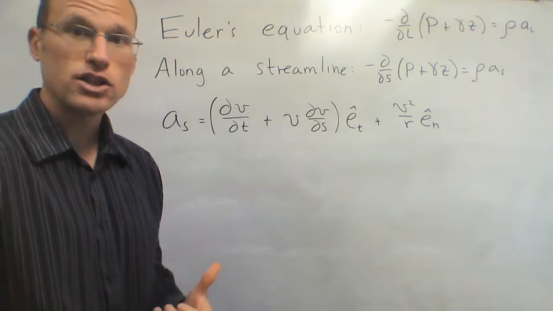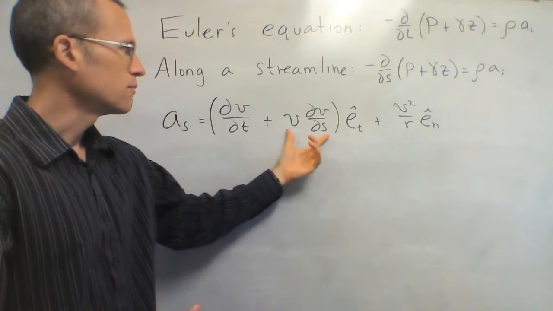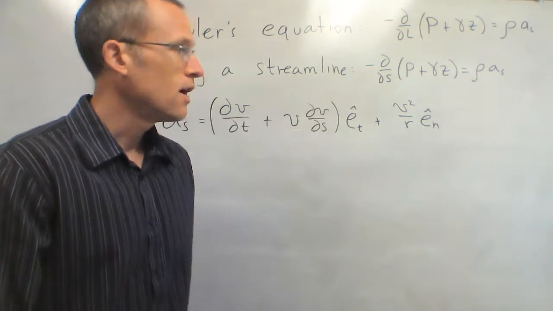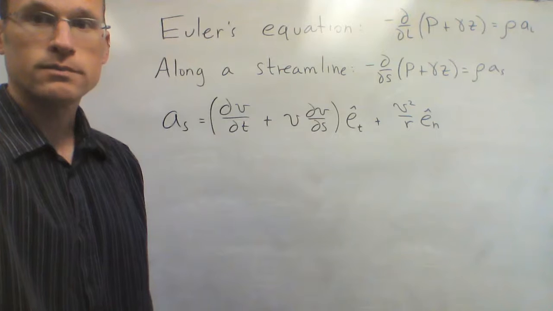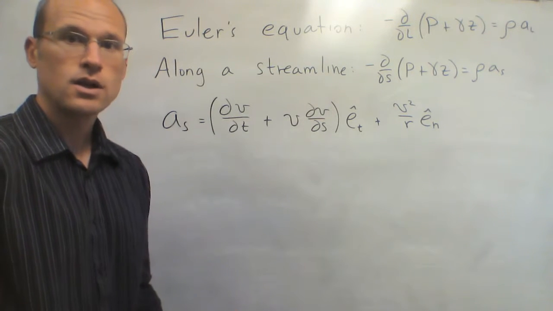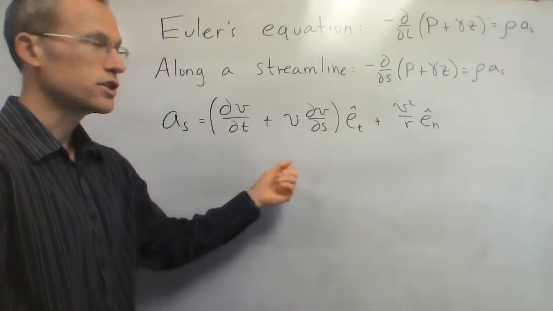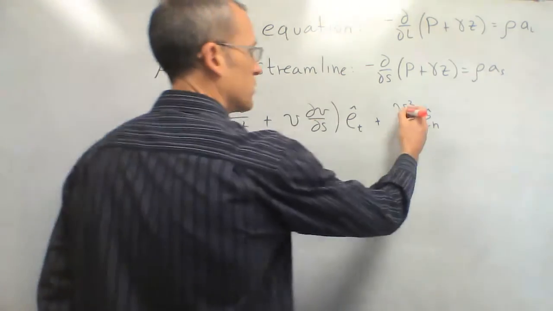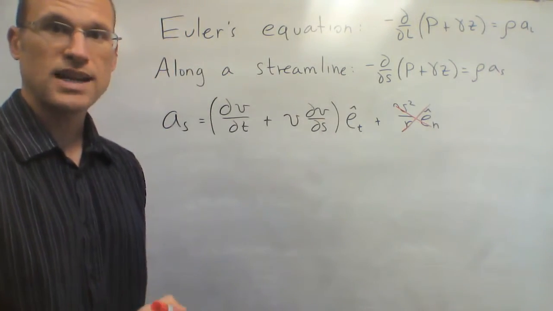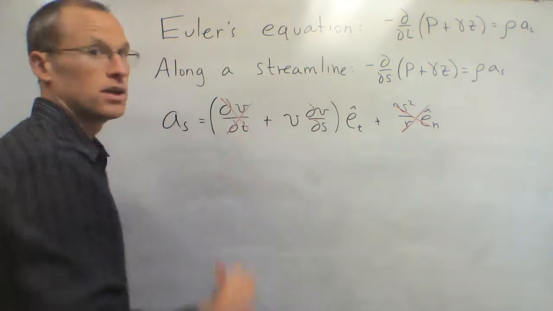And then we know from the acceleration lesson that acceleration is this local part, dv dt, the convective part, v dv ds, which goes in the tangential direction, and the centripetal part, v squared over r, in the normal direction. But I'm going to be making my two assumptions. First assumption, that I only care about the tangential acceleration, so 0 centripetal acceleration, so I don't need that guy. And then my second assumption was that this is steady, so I get 0 local acceleration, so that guy's gone.